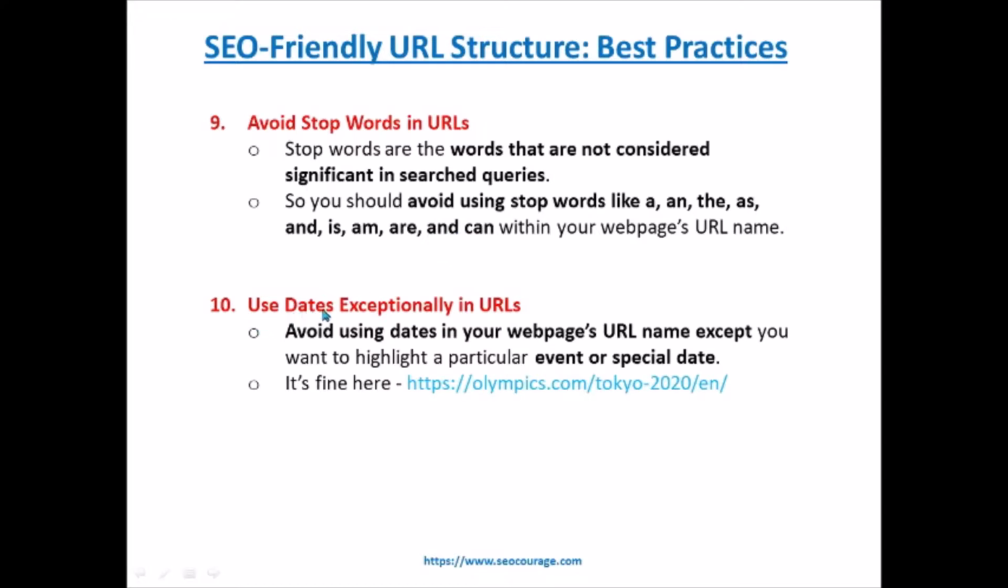And another best practice is to limit your use of dates in the URLs. You can use the dates, but in case of events or special date requirements only. Like here you can see in the Olympics website, Tokyo 2020 has been used. So it needs to be used, but avoid dates if you can, as users tend to search for updated content in search engines. So these are the 10 best practices which you can follow to make your URL structure SEO friendly.